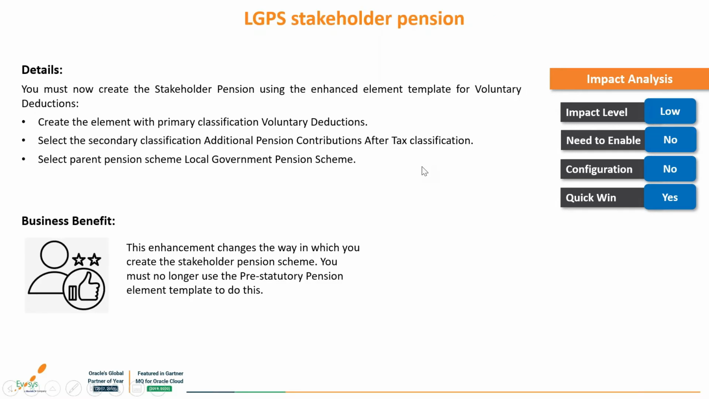The next feature we have is LGPS stakeholder pension. Again, this is a sort of setup enhancement wherein the process we used to earlier follow to create the LGPS element has slightly been amended. Earlier, we used to create the LGPS element with the primary classification as pre-statutory deduction, and post the upgrade of 21D, we would be creating the LGPS element using the voluntary deduction primary classification.